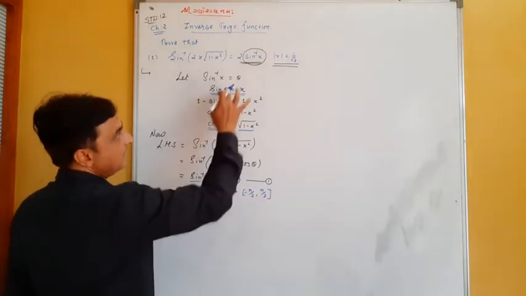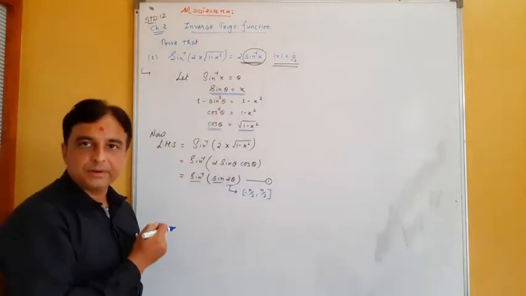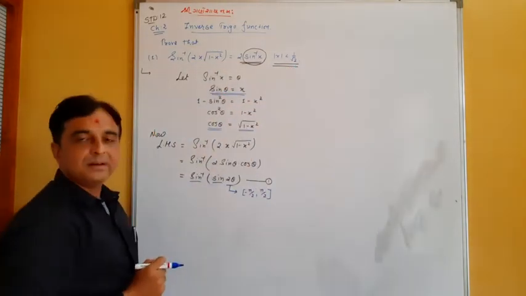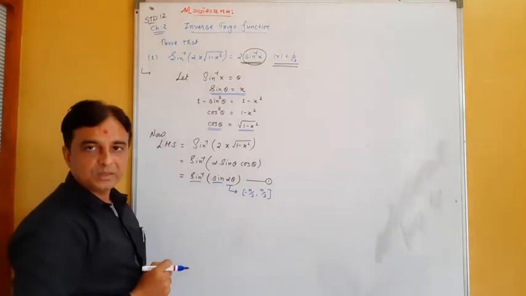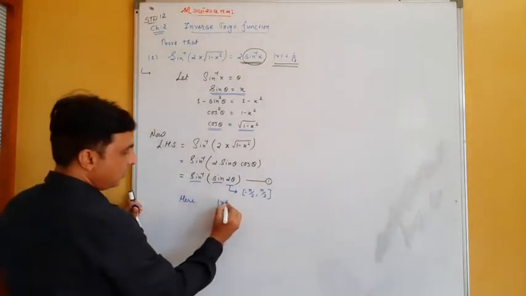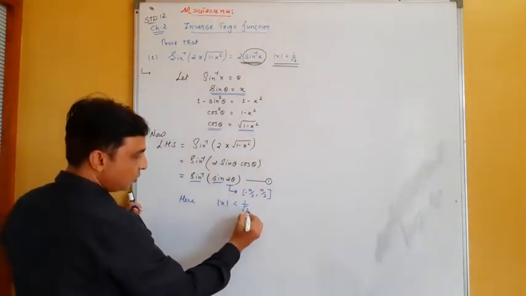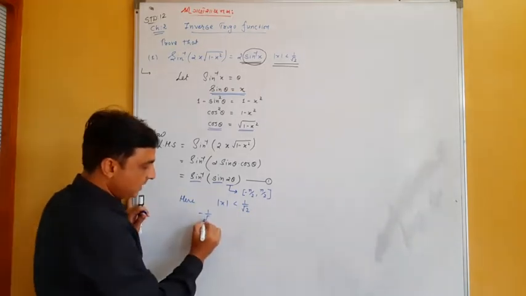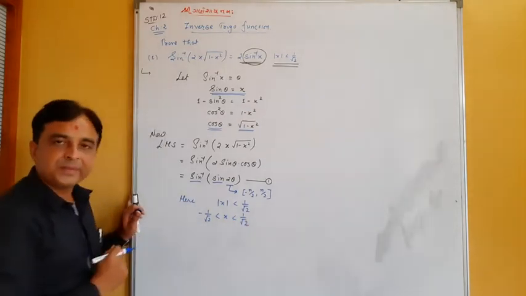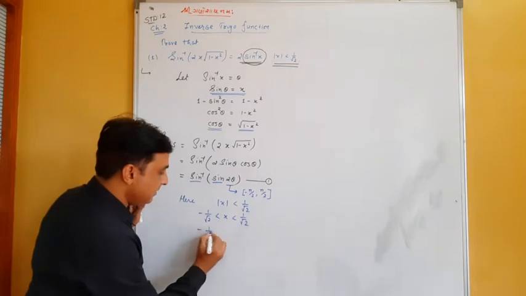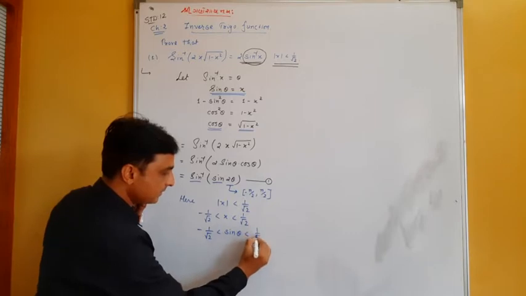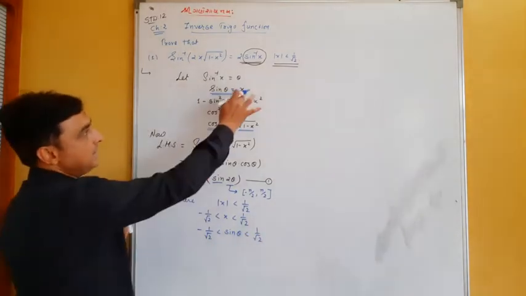So now to prove that 2 theta belongs to this range, what is our theta? Theta we have taken; it is not given in the question. So theta depends on x, and x has a condition: modulus x is less than 1 by root 2. That means minus 1 by root 2 is less than x less than plus 1 by root 2. Now x is our sine theta.